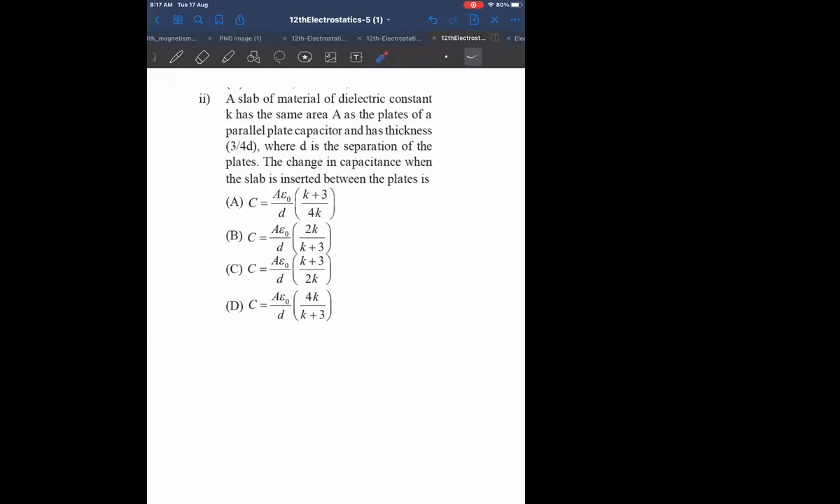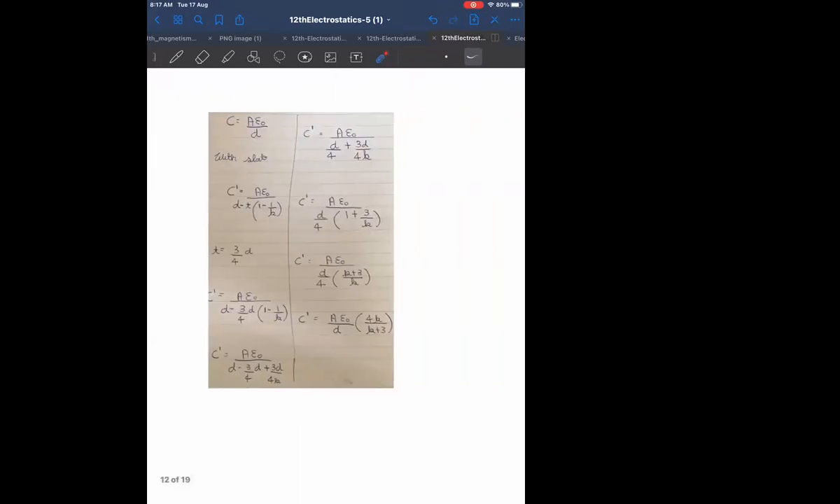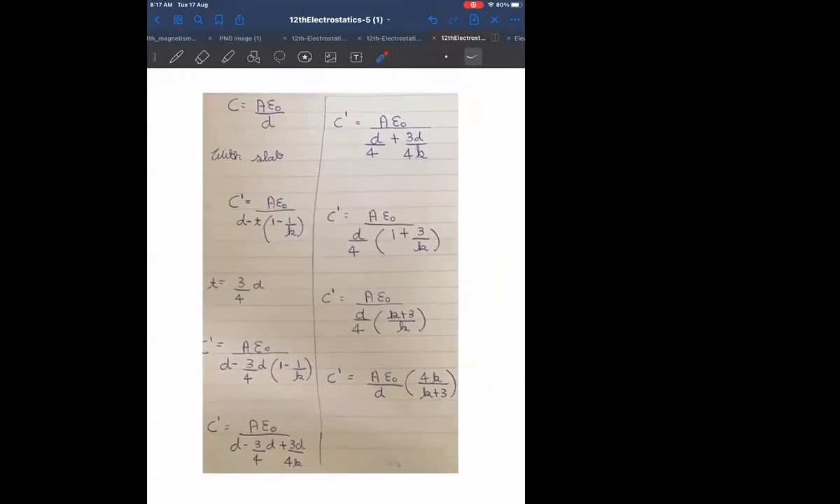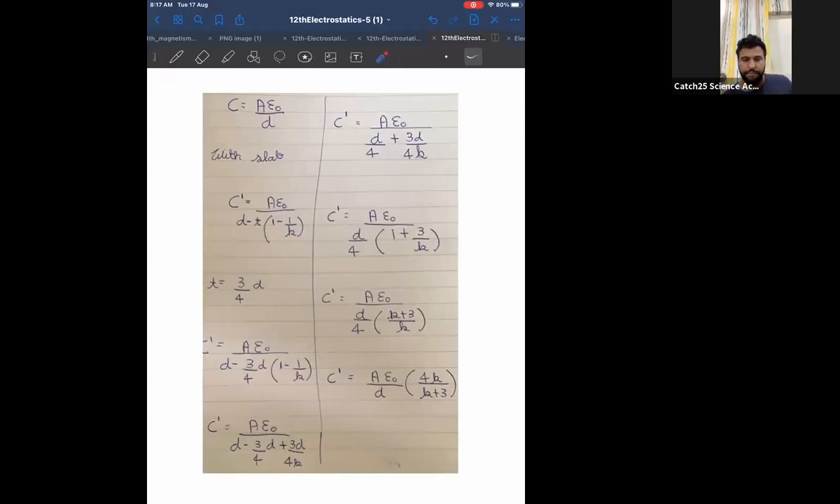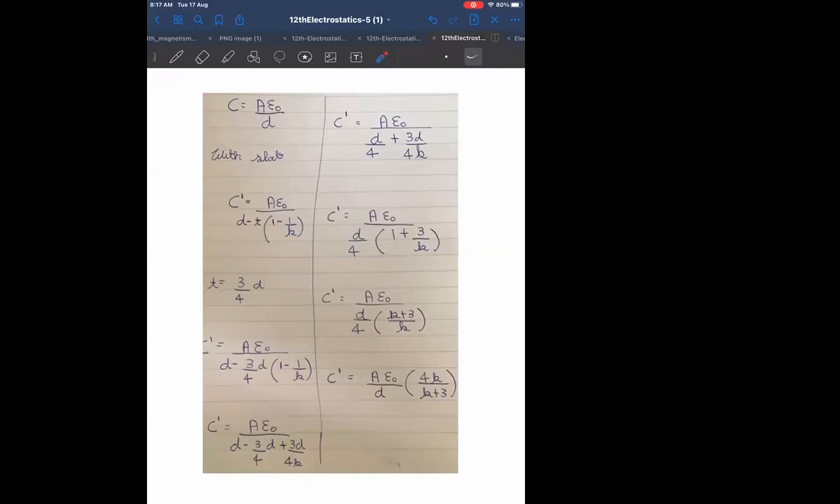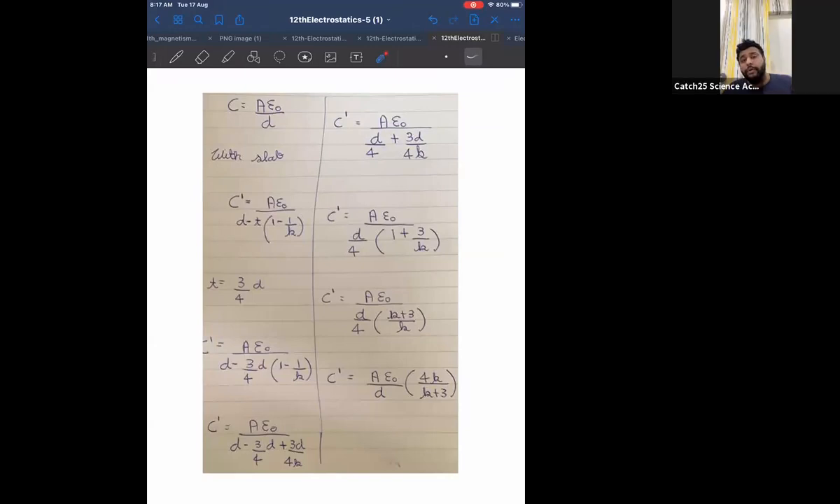So can you show the solution of this one, please? So, sir, in the final answer which we get, we can substitute K as 1, right? K as 1 initially, but now they have said a dielectric constant K is introduced.